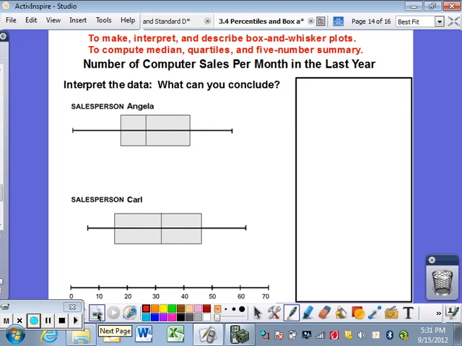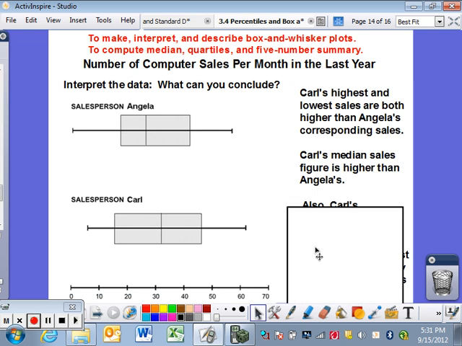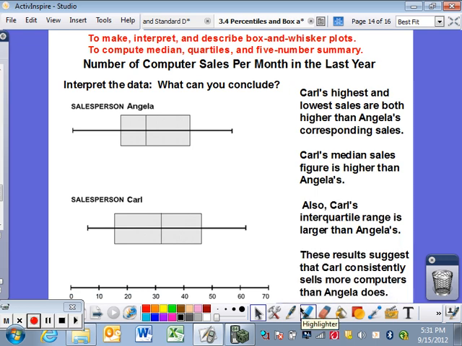So the number of computer sales per month in the last year. Let's say we have Angela and Carl. Compare them. Just take a minute and see what you think. Is there something obvious that you can take out of this? Hopefully you maybe can see it. So here's what I notice. Carl's highest and lowest scores both are higher than Angela's sales. His high score of the month is larger, and yet his lowest is still better than Angela's lowest. Carl's median is also higher than Angela's. Okay, Carl's interquartile range is larger.